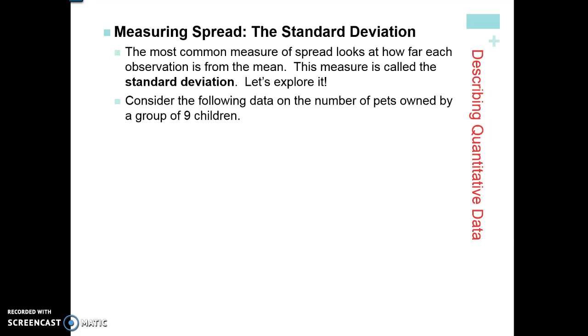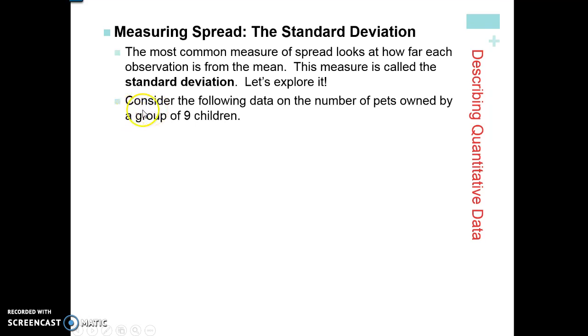All right, so how do we measure the spread? When we get to normal distributions, which is what we're going to be talking about most in the class, the most common measure of spread is how far each observation is from the mean. This is called the standard deviation. That's what you're going to be using the most.